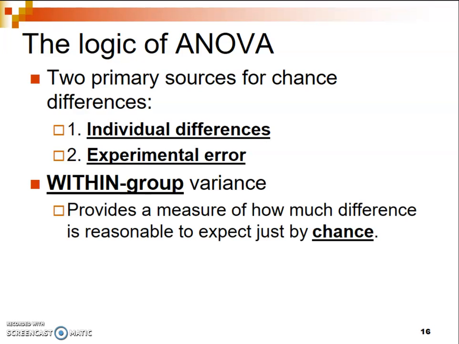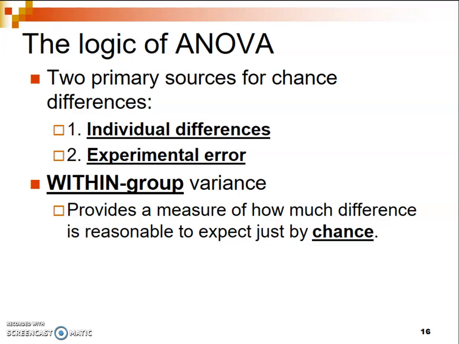So the whole reason why we measure our within group variance is because it gives us an estimate of how much difference we should expect just due to chance alone. So the within group variance, so the ways in which all the people in the hot room differ from each other, that gives us an idea of how much we should expect to have differences between people just due to these chance differences. So again, the chance differences could be related to individual differences or potential experimental errors.